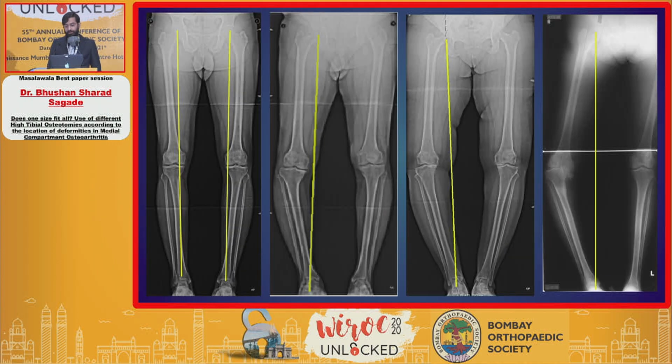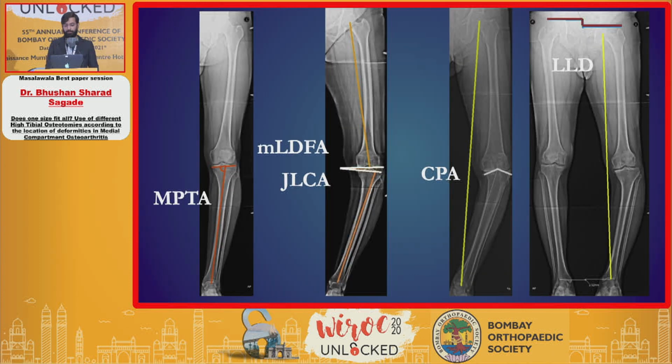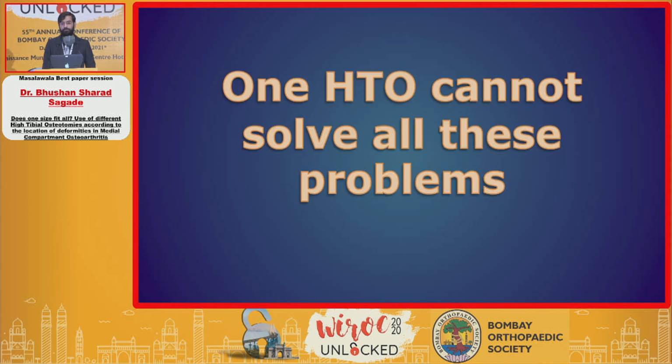As evident by variable deviation of the mechanical axis, the varus deformity may arise from either the proximal tibia as measured by the medial proximal tibial angle, or from the distal femur as measured by the mechanical lateral distal femoral angle, or from the knee joint itself as measured by the joint line convergence angle and the condylar plateau angle, or it may be associated with fixed flexion deformity, a tibial torsion, or a limb length discrepancy. Our experience and measurements lead us to believe that one HTO cannot solve all these problems.